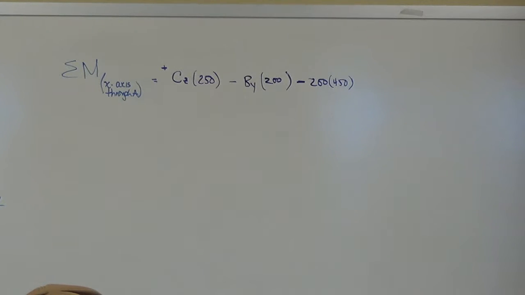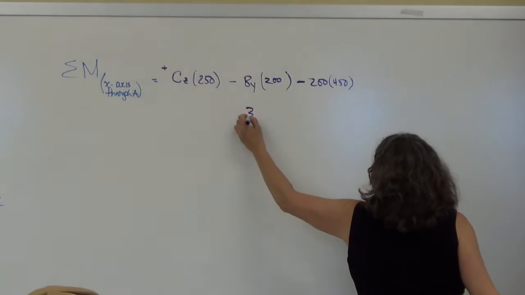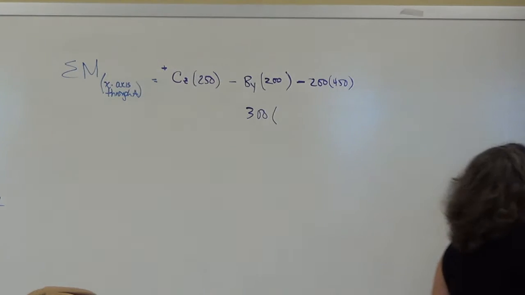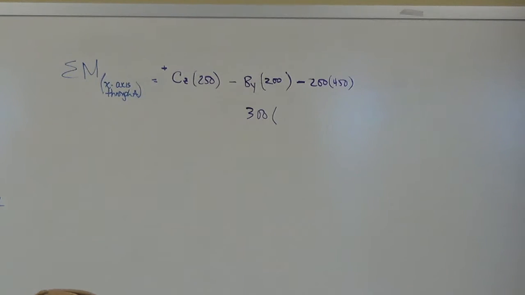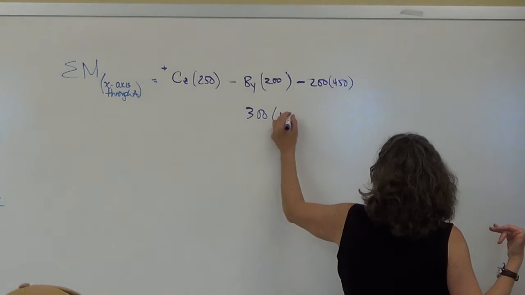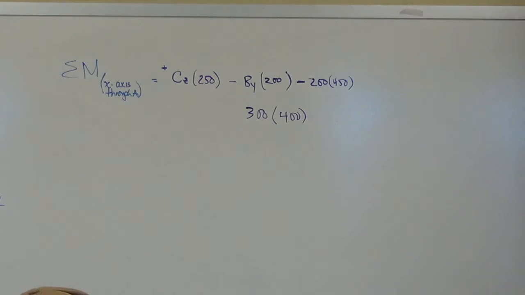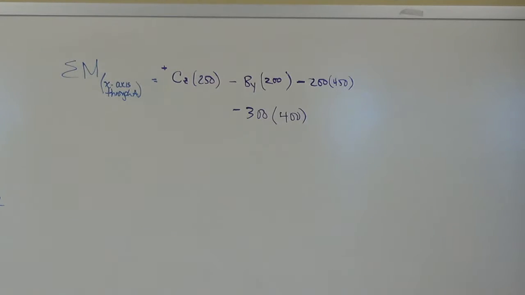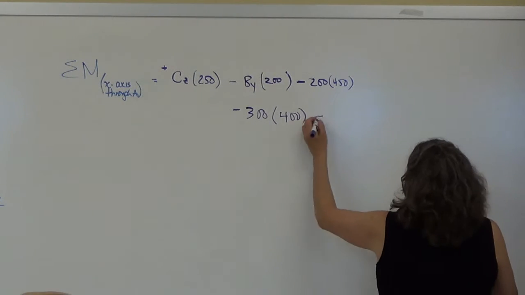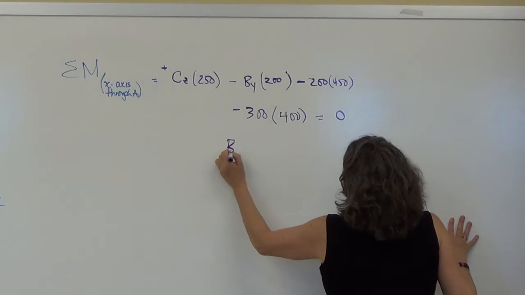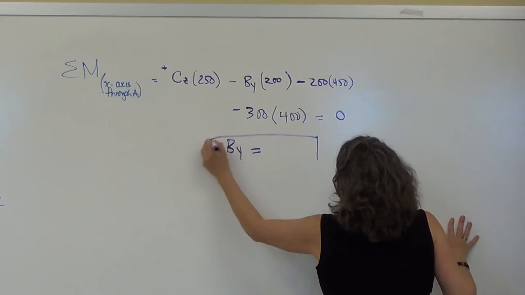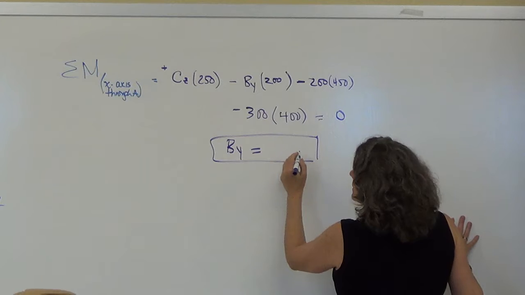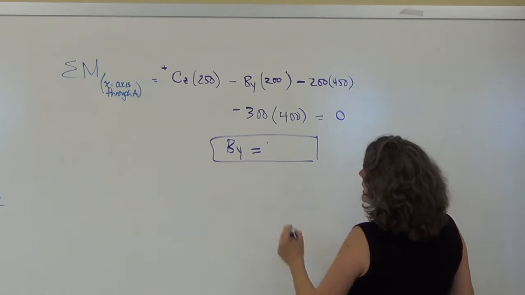How about the 300? Does the 300 create a moment? Yeah, 300 times 400, positive or negative. Fingers go in the direction of force, it's a negative. How about the 400? No, that's it, 0. So what does By turn out to be? Negative 300 minus 81.